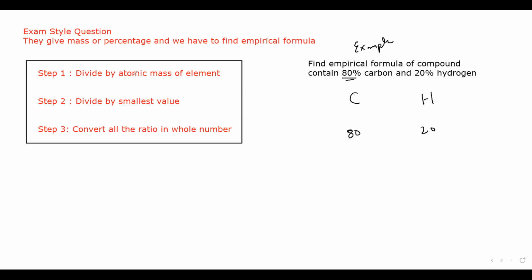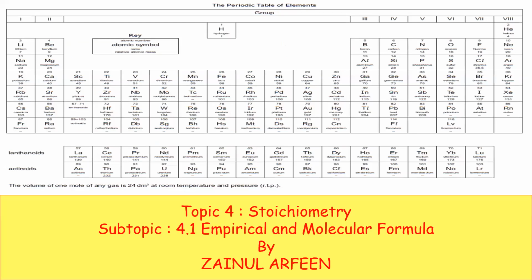Now, what is the first step? The first step is divide by atomic mass of the element. So we have to check the periodic table for this to get the atomic mass. This is the periodic table.